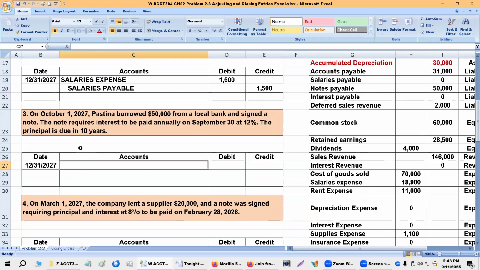Okay. On October 1st, Estina borrowed $50,000 from a local bank and signed a note. The note requires interest to be paid annually on September 30th at 12%. The principal is due in 10 years. Okay, so every year they're gonna pay 12%. And the principal is due in 10 years, so they're not gonna pay off the whole 50,000 for another 10 years. Okay, so here's the question: how much do we owe on December 31st? So this date is important.